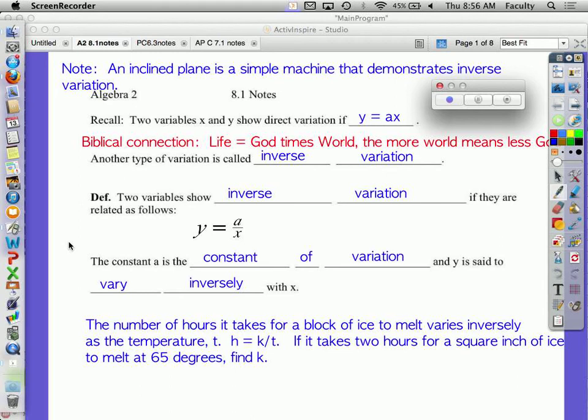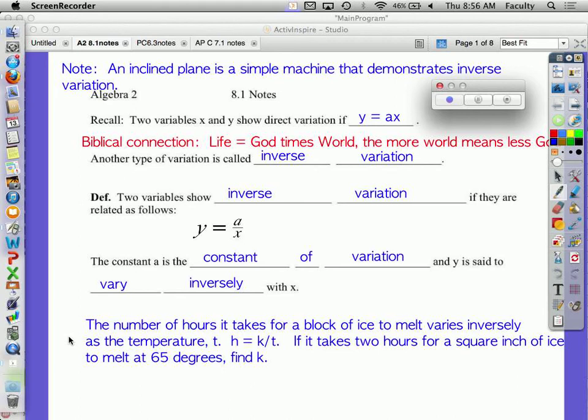But here's another example I thought we could look at. It says the number of hours it takes for a block of ice to melt varies inversely as the temperature. So the hotter it is, the less time it takes to melt, right? The hotter the temperature, the less time it takes. That's an inverse relationship. So if we use H as the number of hours and T as the temperature, H equals K over T. Where I found this, on the internet, instead of using a as the constant of variation, they used K.